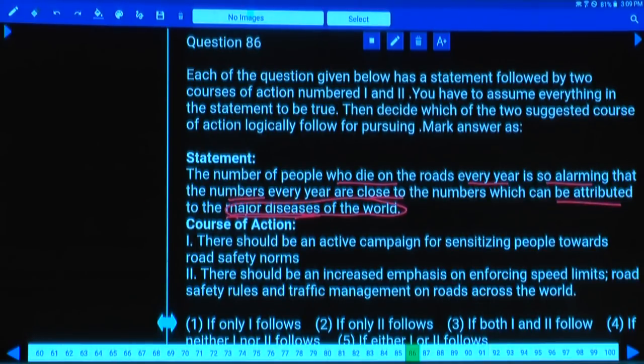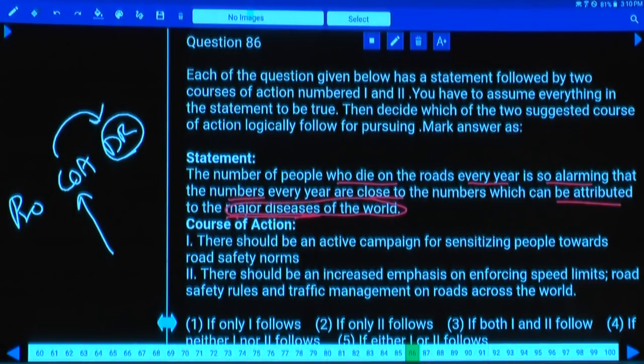Here, what is the problem? More and more people are dying because of road accidents. And the final desired result must be that people dying because of road accidents must be decreased. By implementing which course of action we can decrease road accidents, that is the perfect course of action. There are only three parts in this one. First is a problem that will be given in the statement, and finally a desired result will be there. That's what you are supposed to take for granted. Then, by implementing which course of action you get this desired result, that is the perfect course of action.